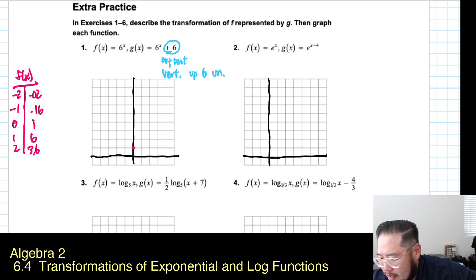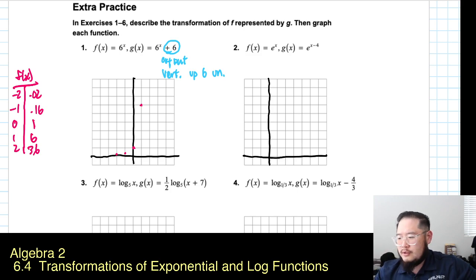And then at 2, 36, it's going to be way off the chart. Right here at -1, we're at 0.16. And so we can see right here that it's going to get close to that x-axis, but it's not going to cross it. And then it shoots up. So there's our function for f of x.